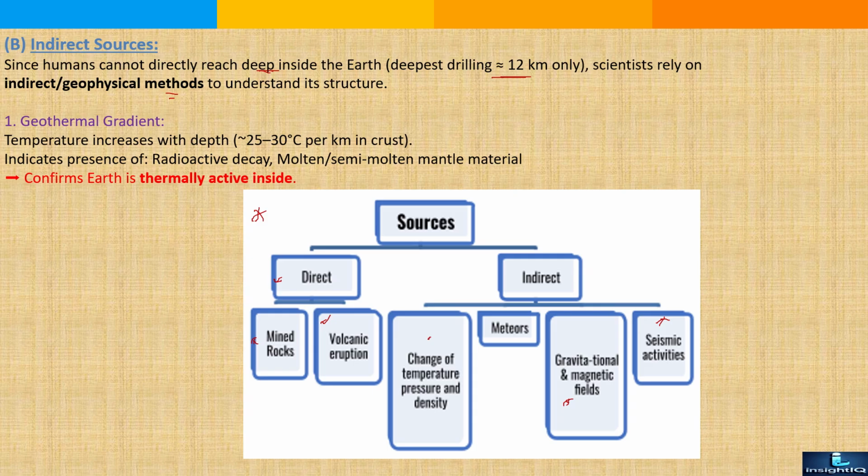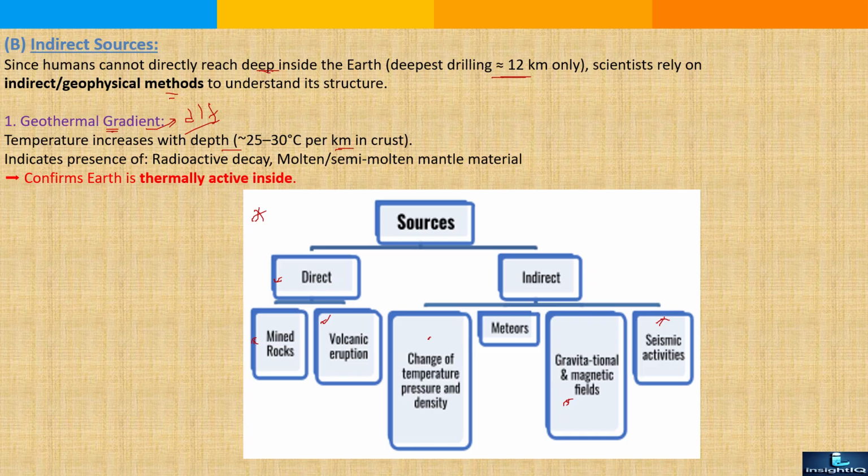One is geothermal gradient. What is the meaning of gradient? It is basically the difference between two points. So the difference of two points is known as a gradient. Temperature increases with depth, around 25 to 30 degrees centigrade per kilometer in the crust.